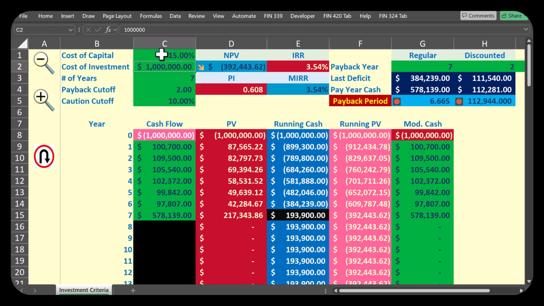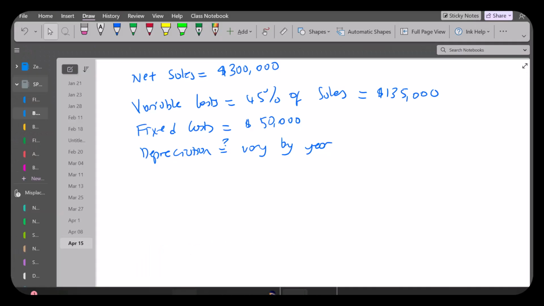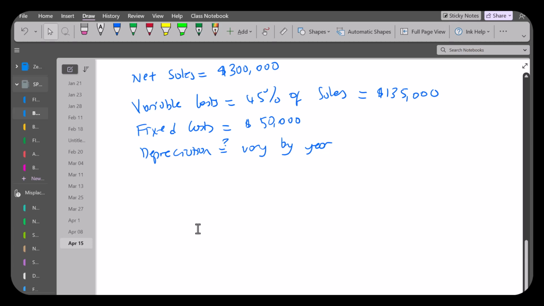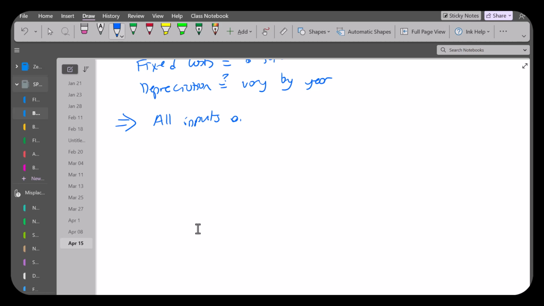Okay. Now, up till now, everything is just rather mechanical. But in practice, the first thing you need to keep in mind is all inputs are either projections or estimates.